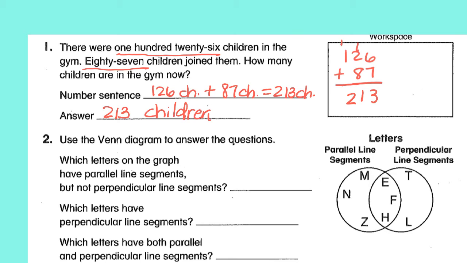Number 2 says use the Venn diagram to answer the questions. Which letters on the graph have parallel line segments? Parallel line segments. If you remember, parallel line segments look like this, and it's even in the word parallel. So which letters have parallel line segments, but not perpendicular line segments?